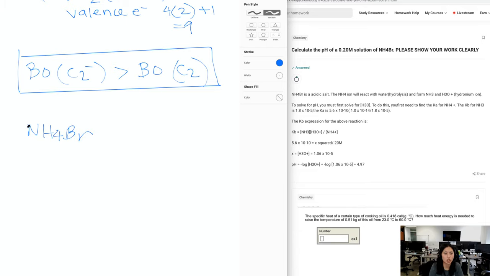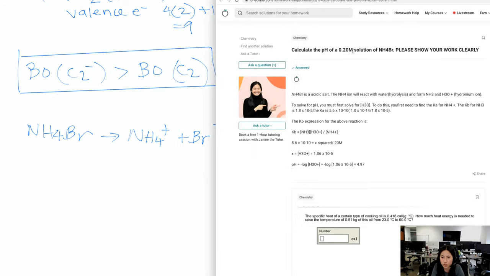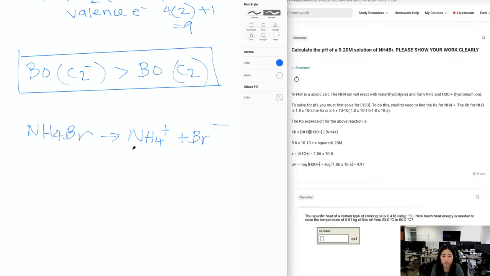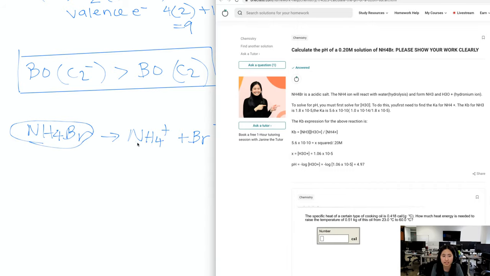Okay, so as I mentioned, we have your ammonium and your Br minus in this case, right? So this is NH4 plus and you have Br minus. So we know that if you see the 0.20 molar, that means that's your concentration for NH4 plus. And how do I know that? Well, we know that for this NH4Br, right? So what this answer is saying, it's an acidic salt, right?